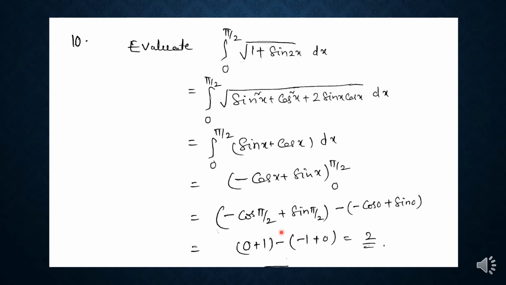Now simplify this expression. It is minus cos pi by 2. Cos pi by 2 value is 0. Plus sin pi by 2. Sin 90 degrees is 1. Minus, minus cos 0. Cos 0 value is 1. Minus 1 plus sin 0, whose value is 0. This becomes 1 plus 1, that is equal to 2. This is the solution.